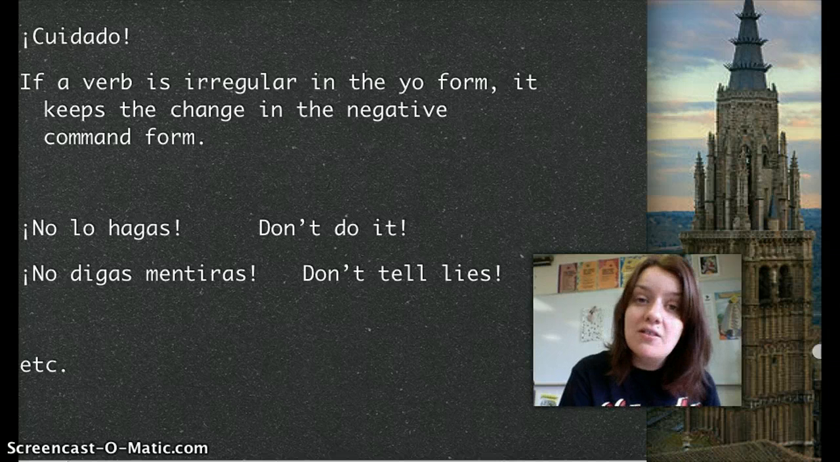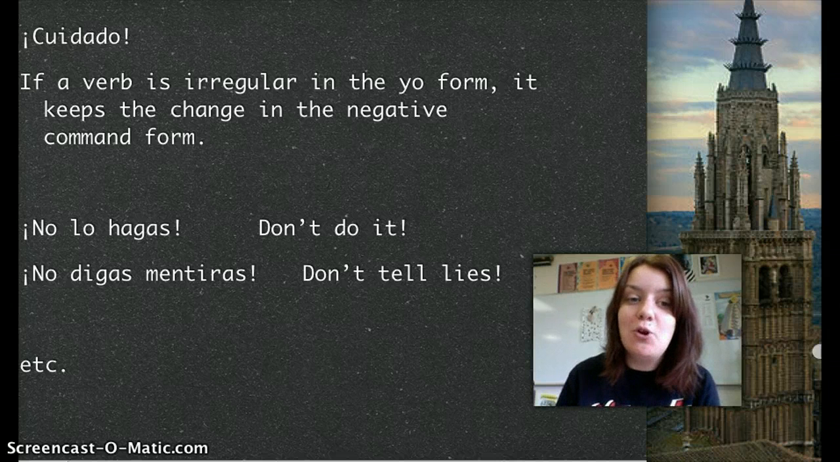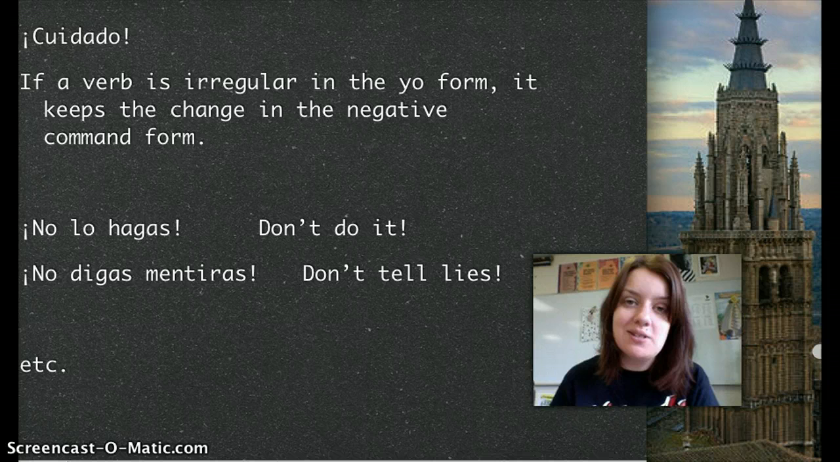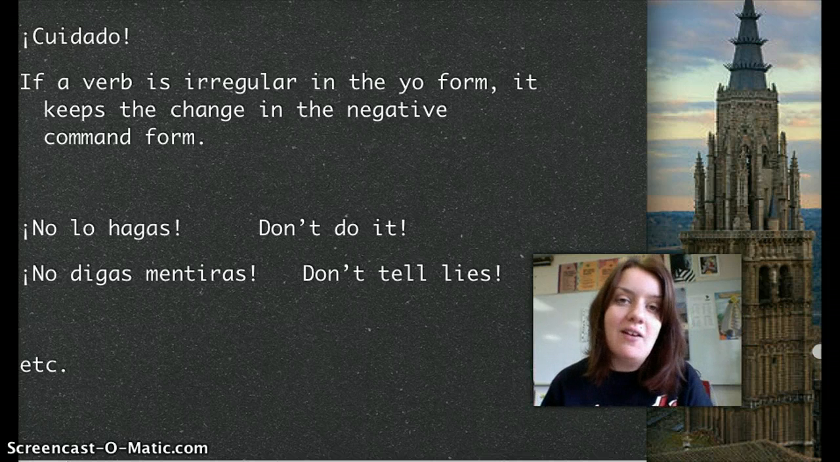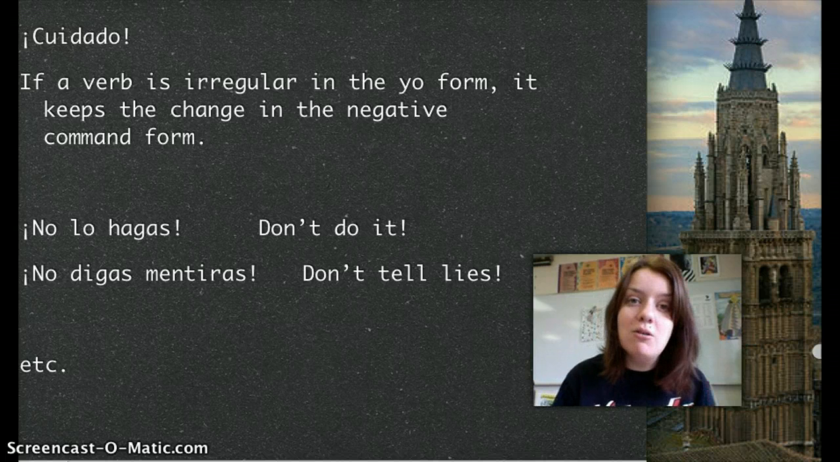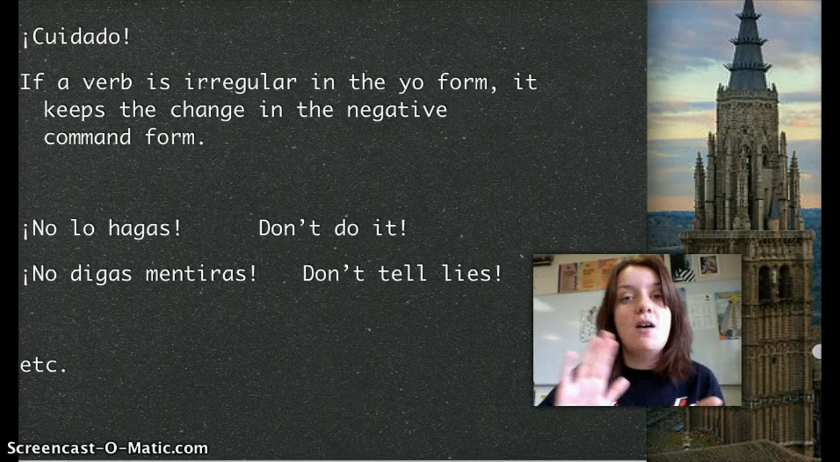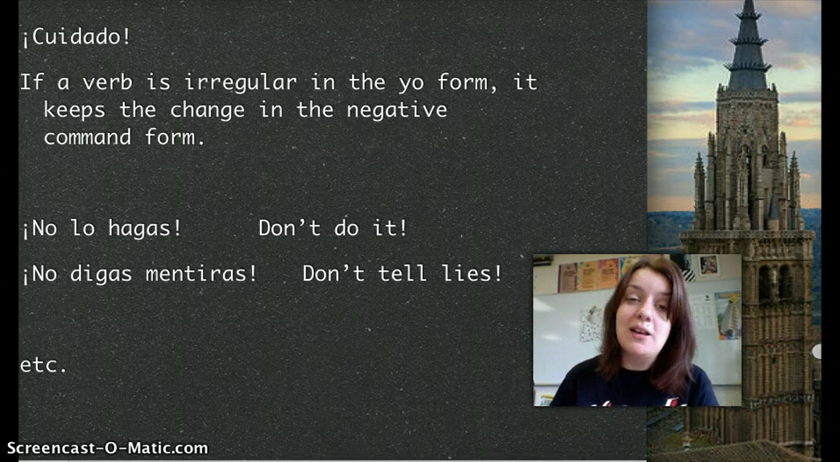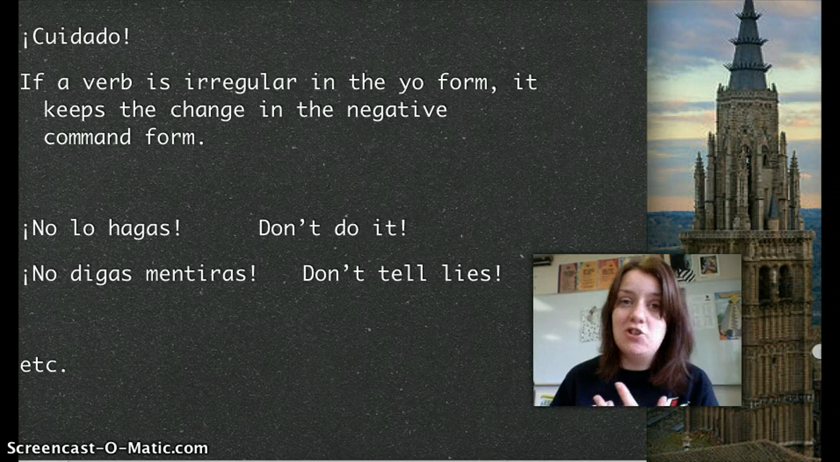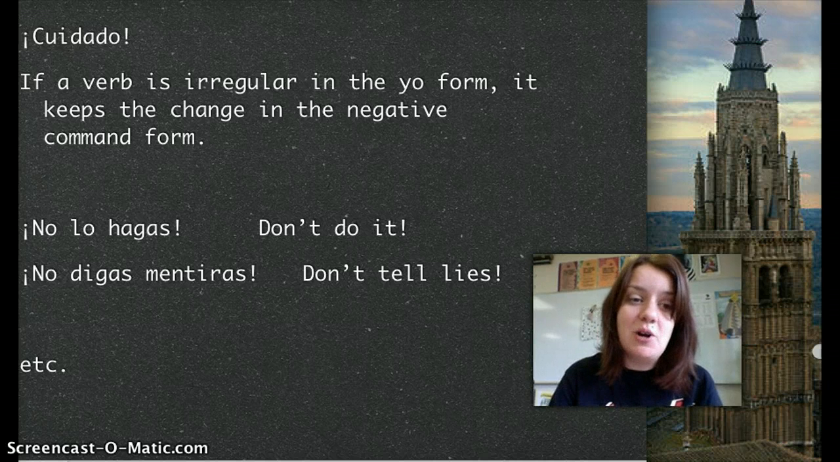So for hacer, the yo form is hago, so we end up with no lo hagas, because it's an ER verb, so it still has that as for the ending. No digas mentiras, for decir, the yo form is digo, drop the o, add the as. No digas mentiras, okay, and that's what you end up with. So if it's irregular in the yo form in the present tense, just the regular form of the verb, still go to the yo, drop the o, and add the opposite. Make sure that you're not losing that g or whatever irregularity it had in the yo form of the present tense, present indicative.